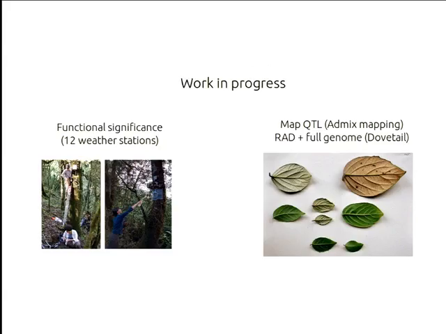And so now we have a bunch of future work in progress. We have a grant funded to really try to tease apart what has driven the diversification of Viburnum in this region. Why have they differentiated repeatedly into these different leaf types? We've planted a whole bunch of weather stations out in the field to try to get at the functional significance of these leaf trait differences.